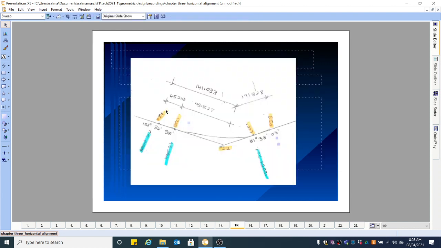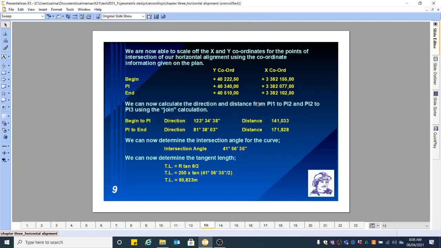Just a quick look over here. So there's your PI1, there's your PI2, there's your PI3. So basically what you're doing over there, after you've got your grid values, you've calculated the distance from PI1 to PI2 as 141.033, and you calculated the direction to be 123 degrees 34 minutes 38 seconds. From PI2 to PI3, you calculated the direction to be 81 degrees 38 minutes 3 seconds, and the distance is what you calculated, 171.828. So that's basically what we did from start to PI1 to PI2.